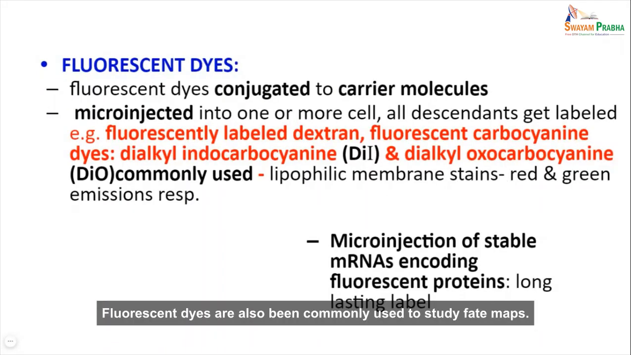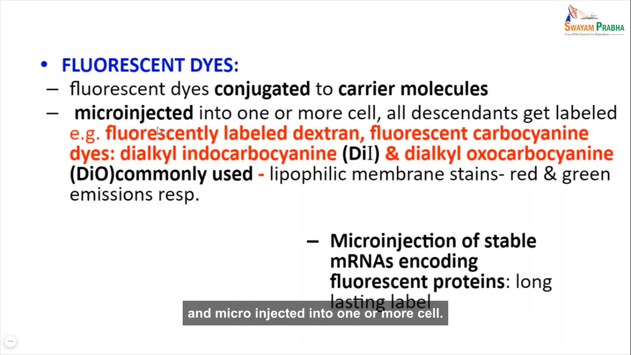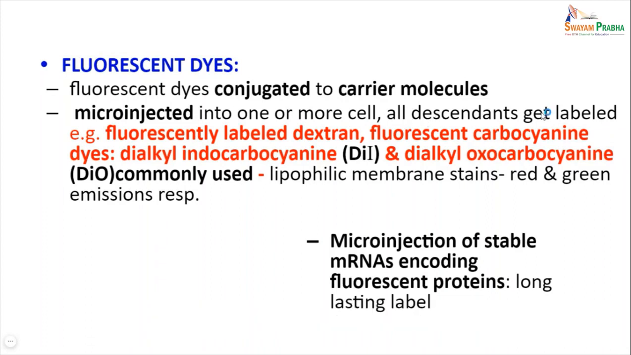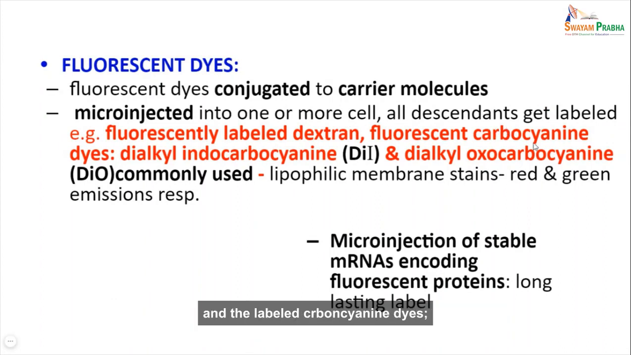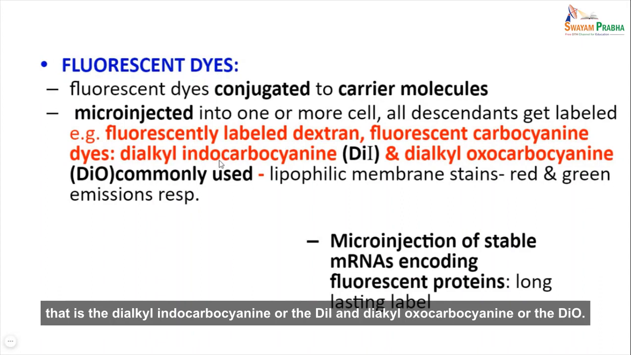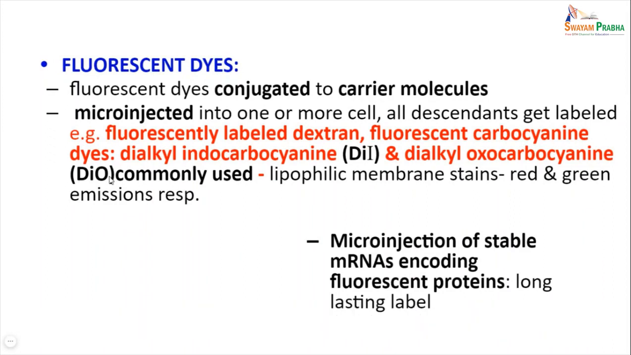Fluorescent dyes have also been commonly used to study fate maps. Fluorescent dyes are conjugated to carrier molecules and microinjected into one or more cells. The descendants of these cells also get labeled. The commonly used fluorescent stains are the labeled dextrans and the labeled carbocyanine dyes, that is, dialkyl indocarbocyanine or DiI, and dialkyl oxocarbocyanine or DiO.